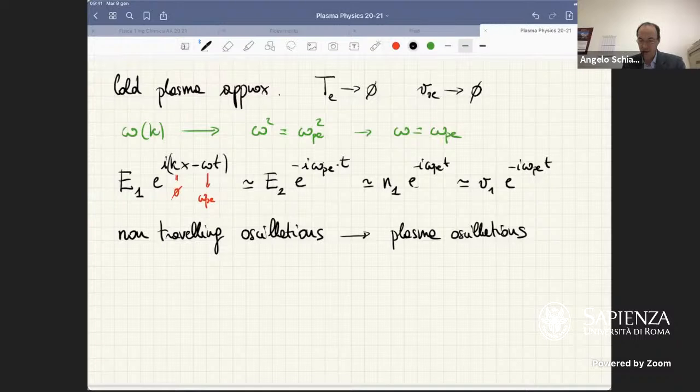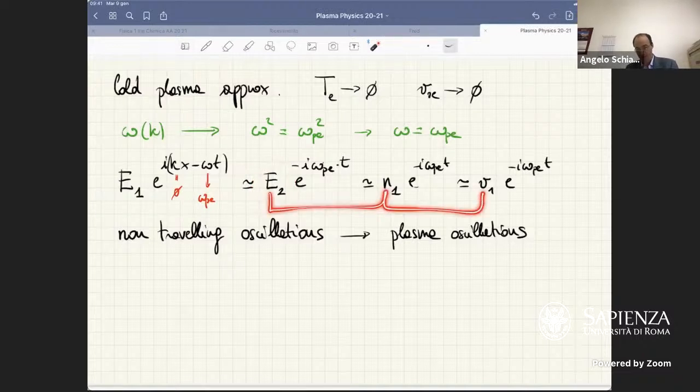The electrons are oscillating, so they are changing the density in time, which in turn corresponds to a small perturbation in the velocity. So they are oscillating back and forth, and the charge imbalance that arises from this oscillation gives rise to the electric field. So all three ingredients are present, but when the temperature of the plasma can be neglected, then this oscillation cannot travel.